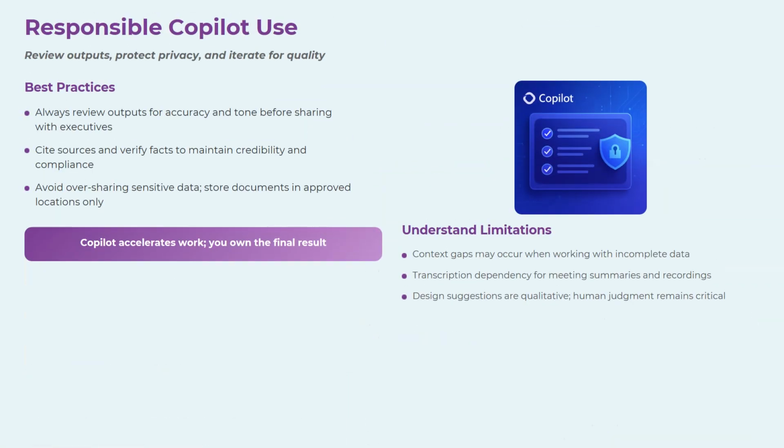Always review Copilot outputs for accuracy and tone before sharing with executives. Cite sources, verify facts, and avoid sharing sensitive data outside approved locations. Be aware of context gaps and transcription dependencies. Design suggestions are qualitative. Your judgment remains critical. Copilot accelerates work, but you own the final result.